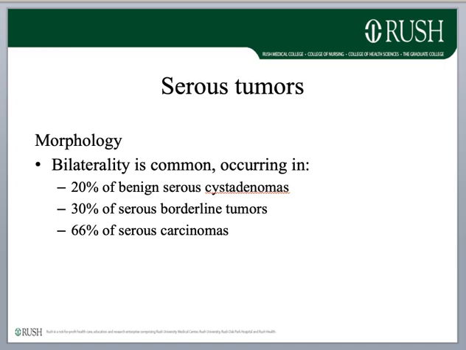Some of the high-yield factoids that seem to show up on Step 1 exams are the incidence of bilaterality in surface epithelial ovarian tumors. In serous tumors, bilaterality is common and increases with increasing biologic malignant potential. So the highest incidence of bilaterality is seen in serous carcinomas.